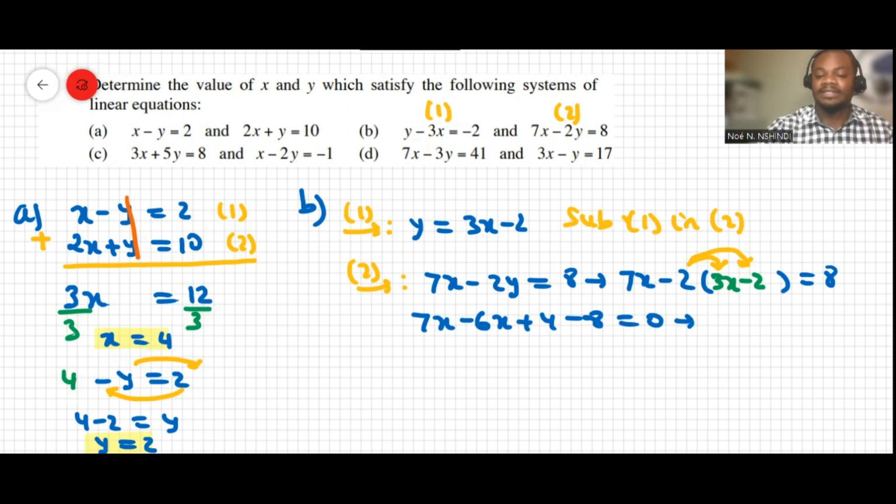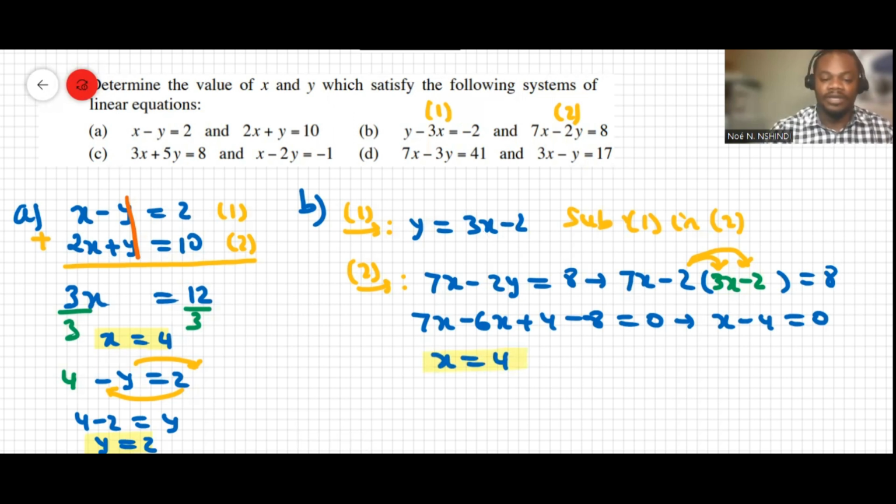7x minus x, 6x makes x, and then 4 minus 8 makes negative 4 equals 0. Now this means that x equals 4. Now that we got the value of x, we can just substitute this value in equation 1 here.